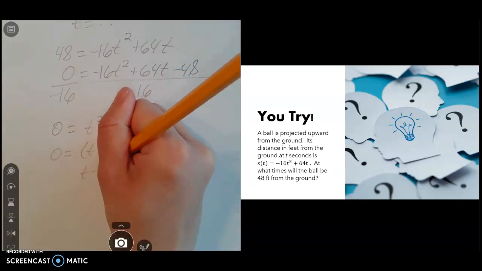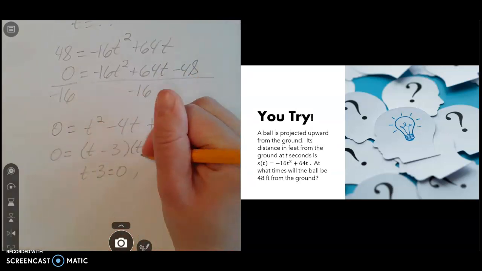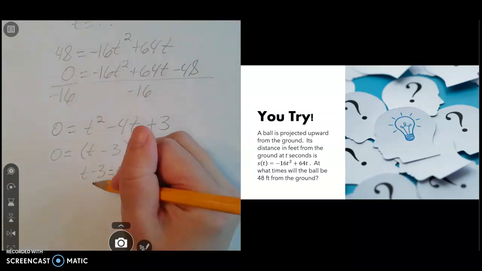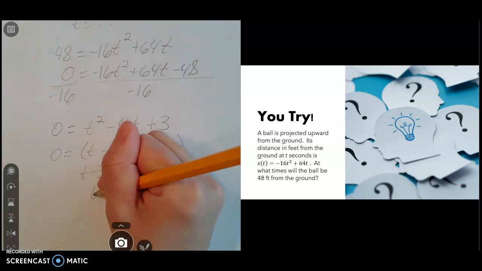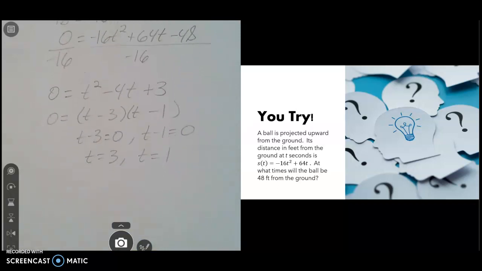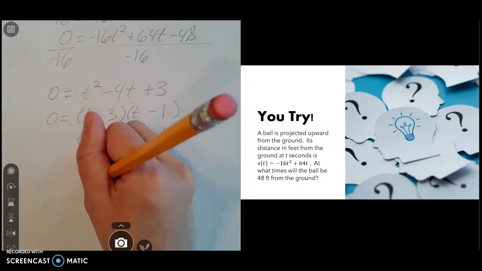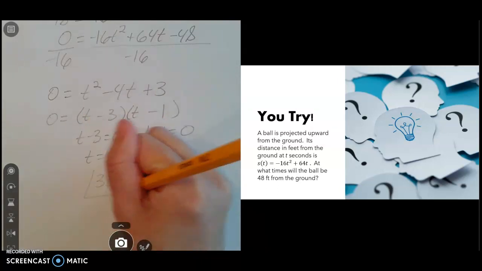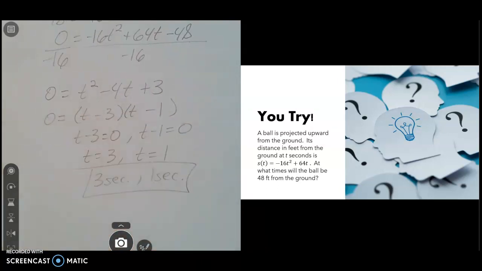We'll have t minus 3, one factor, equal to 0, and the other factor, t minus 1, also equal to 0. To solve, we'll add 3 to both sides, so t equals 3, and we'll add 1 to both sides, so t equals 1. So there's two different times where it's going to be this height, okay? So the times where it's going to be at that height are 3 seconds and 1 second, or if you want to do 1 second and 3 seconds, that works as well.